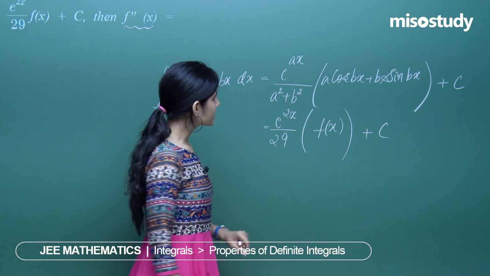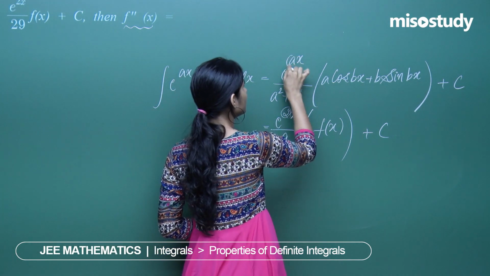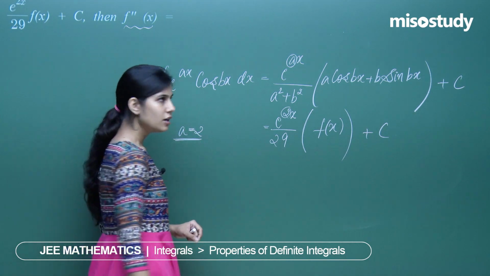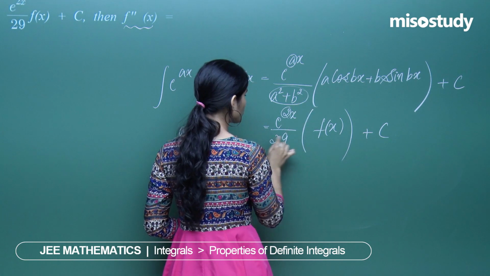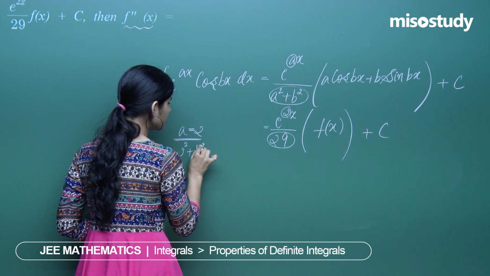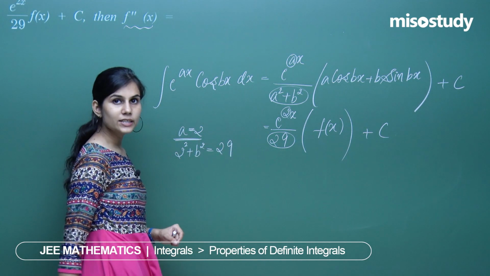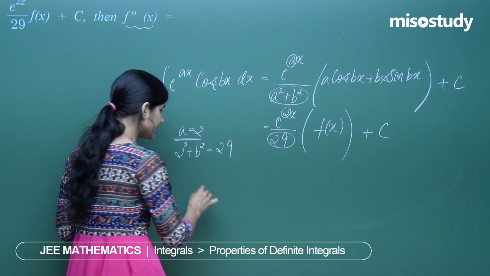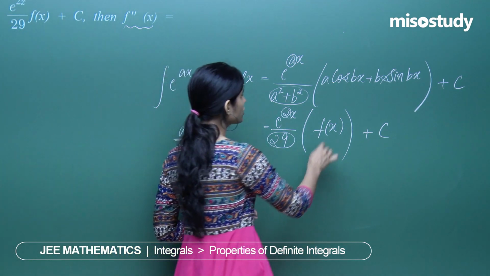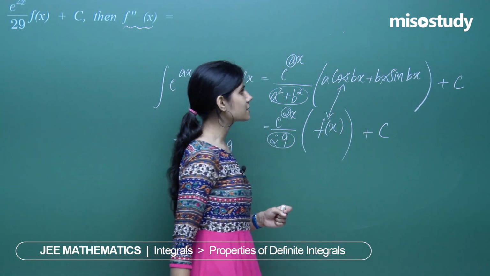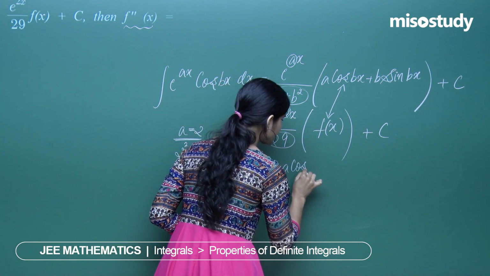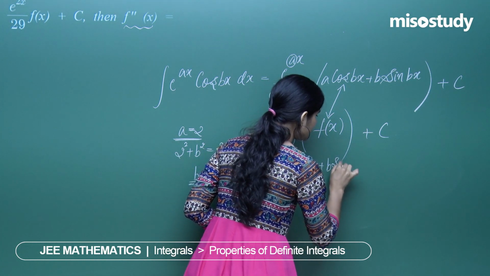So if you compare both these expressions, what you get is a is 2, clearly. Also you get that a square plus b square is 29. If a square plus b square is 29, I get 2 square plus b square is 29. So b square is 29 minus 4, that is 25, so b is 5. A is 2, b is 5. Also if you compare, you get fx is a cos bx plus b sin bx.